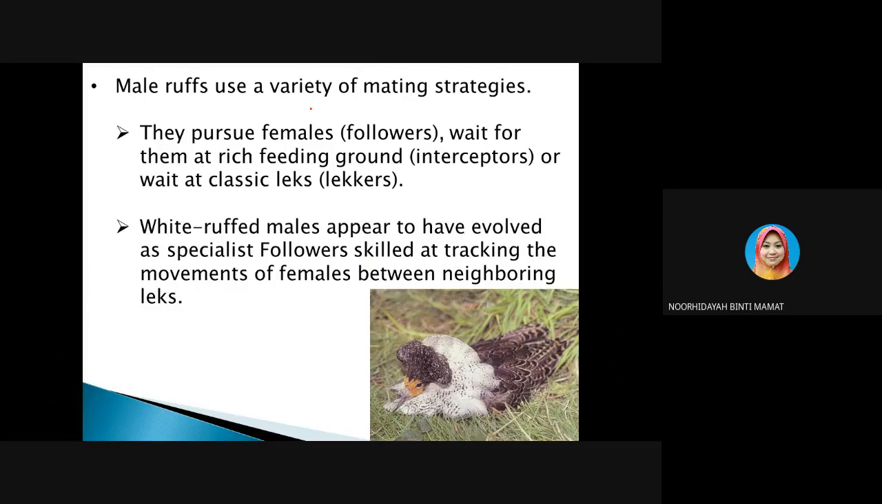The male ruff use a variety of mating strategies. The male will pursue females, follow the females, and wait for the females at the rich feeding grounds. The interceptors wait at the classic leks. The white ruff males appear to have evolved specialist follower skill at tracking the movement of the females between neighboring leks.